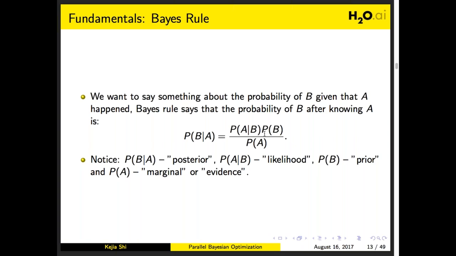On the left-hand side, P(B given A) is the posterior, and this term is the likelihood, which means the possibility of this specific thing happening. P(B) is the prior, our prior beliefs, and the denominator right here is the marginal, or the evidence.